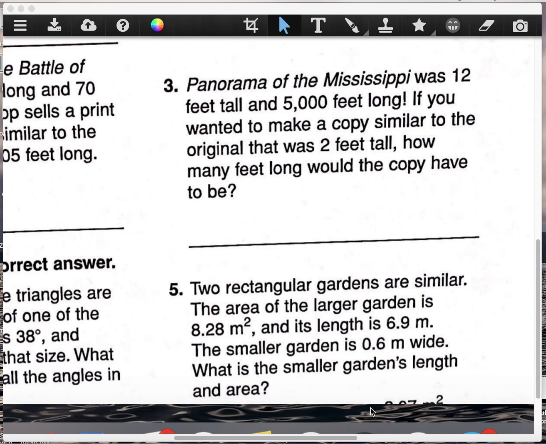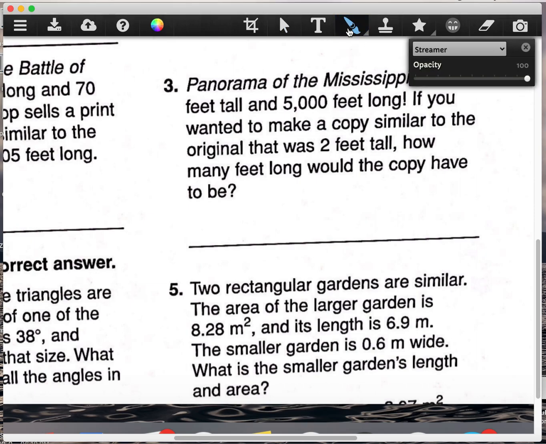About question number 3 on your homework section that you're doing. We did some of the other ones in class. This is because there's a panorama of the Mississippi that was 12 feet tall. So let's just get a pen here.